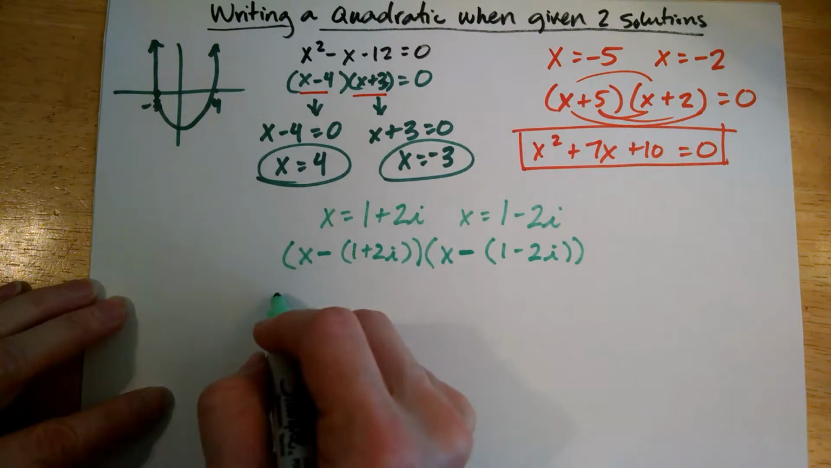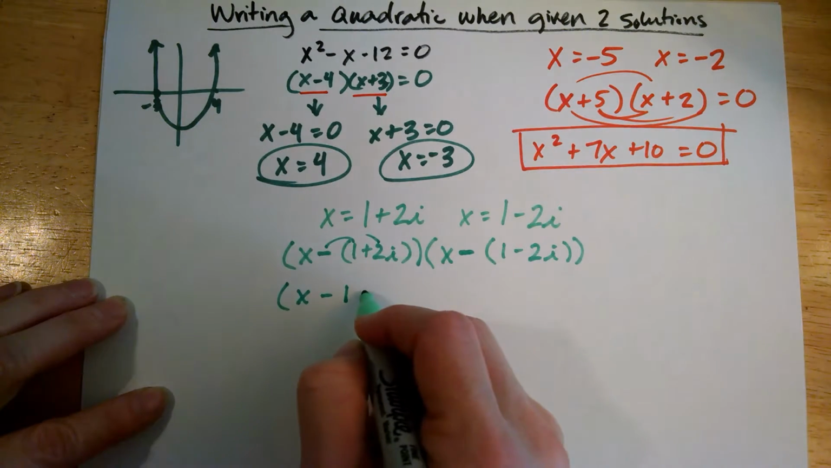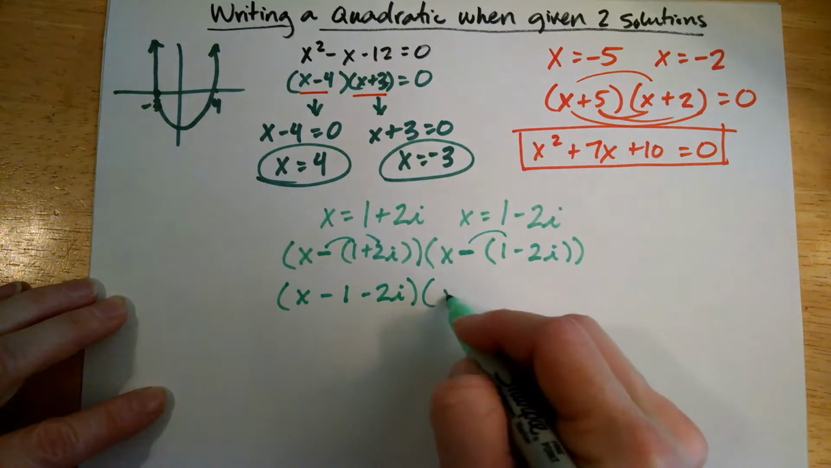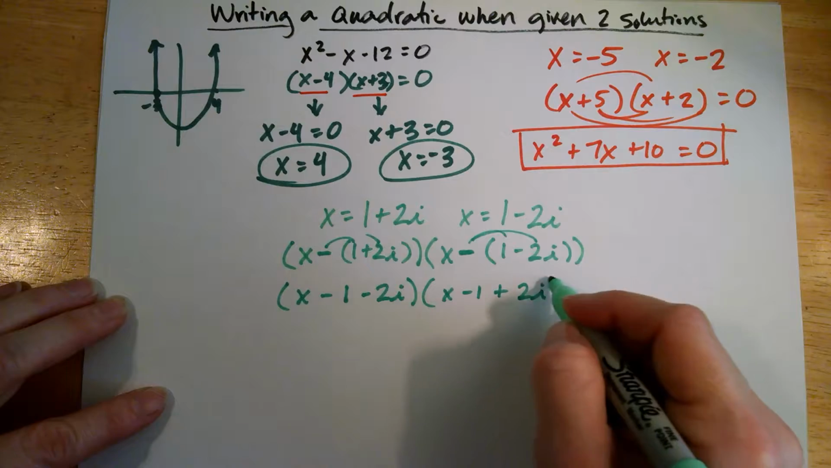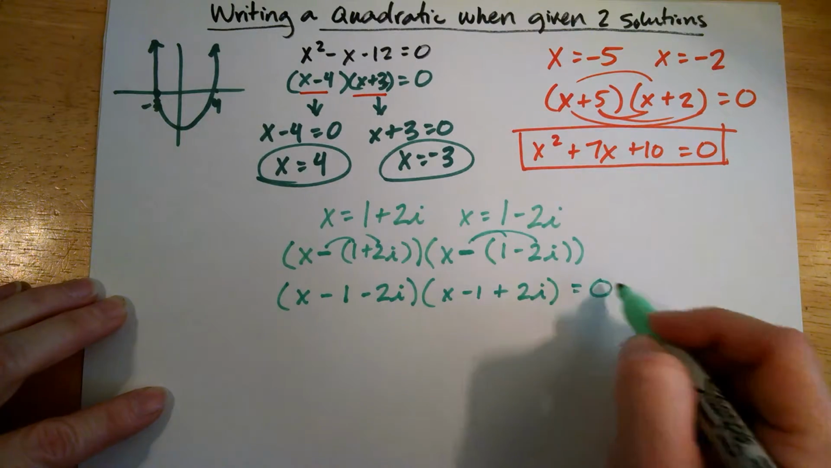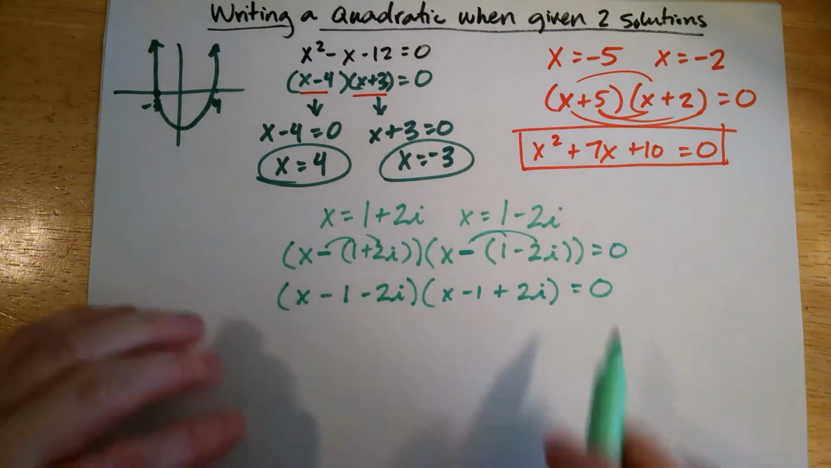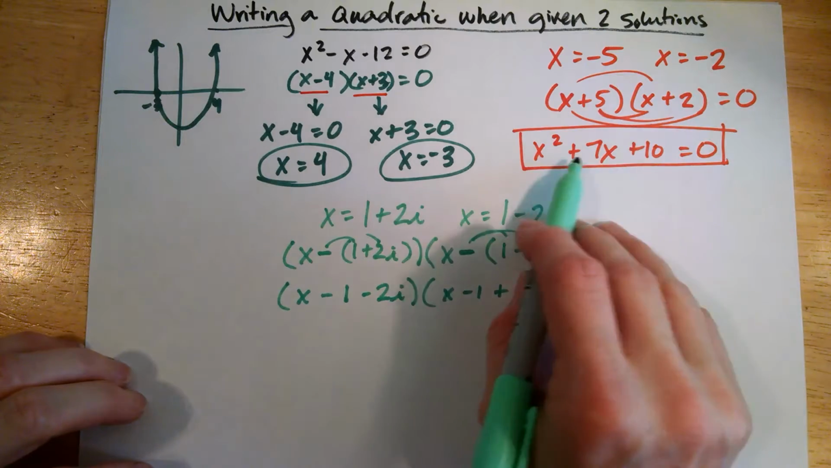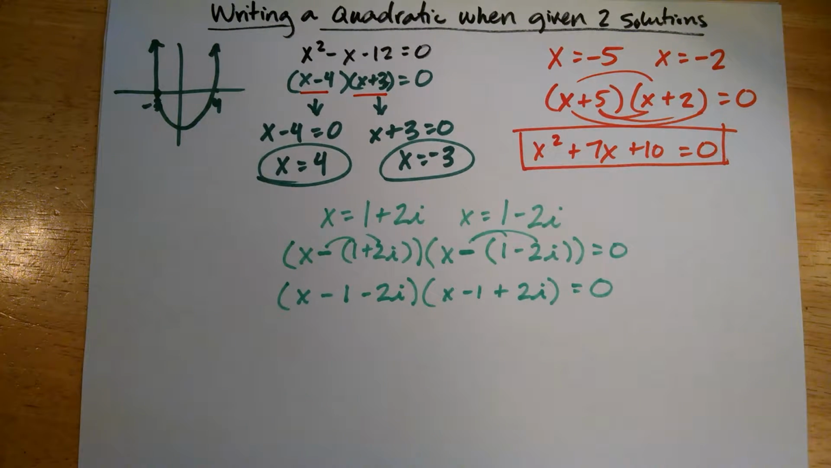Now we're going to distribute that negative: x minus 1 minus 2i, and then x minus 1 plus 2i, equals 0. Oops. We're writing a quadratic equation, so we have to have 0 on the end here. Now we FOILed this out to get our actual equation, and we're going to do the same thing here.